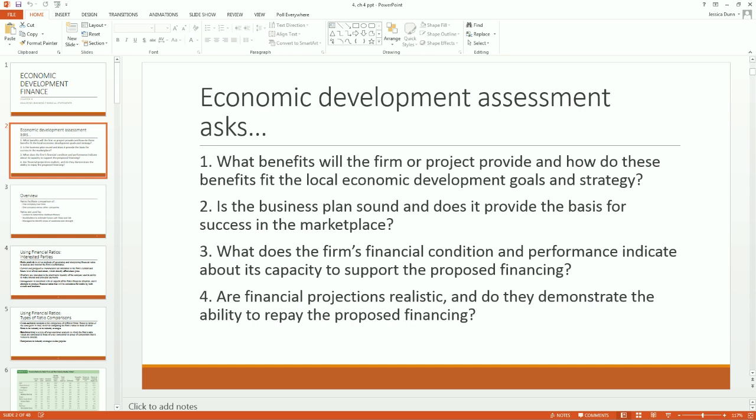Is the business plan sound, and does it provide the basis for success in the marketplace? What does the firm's financial condition and performance indicate about its capacity to support the proposed financing? And are financial projections realistic, and do they demonstrate the ability to repay the proposed financing?